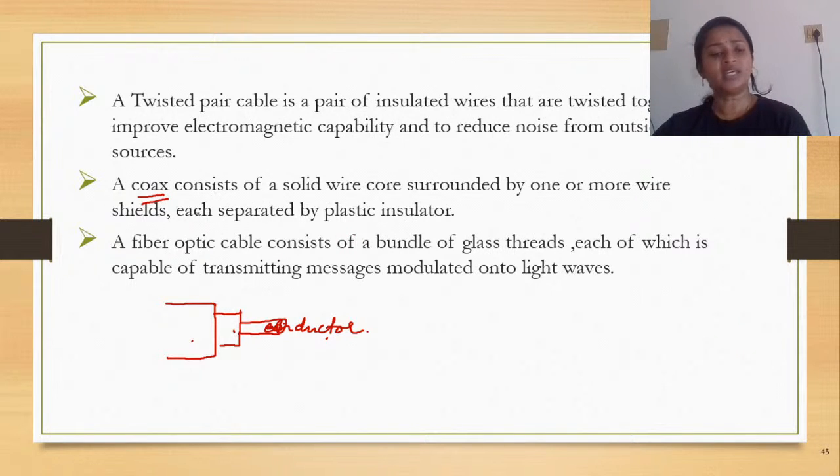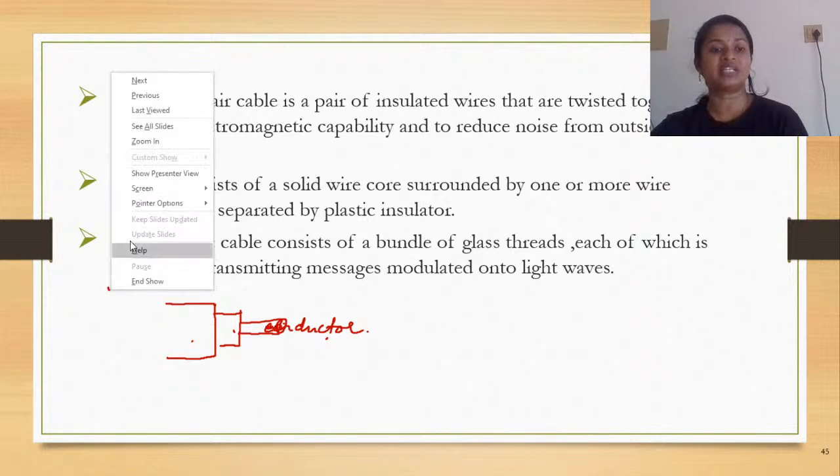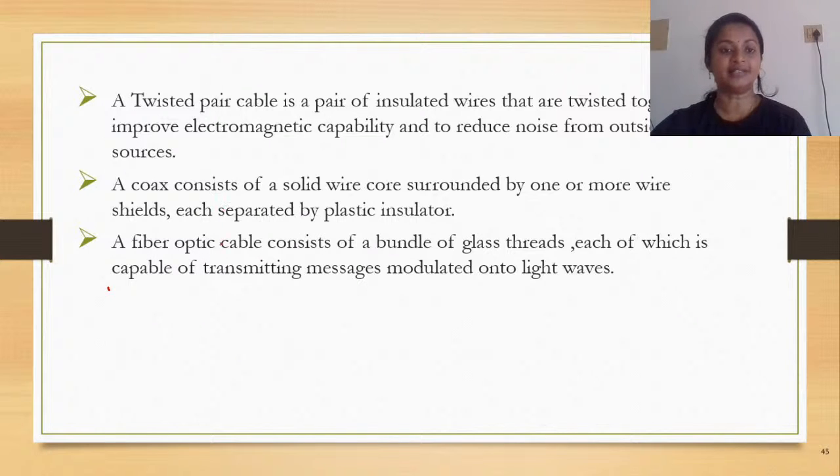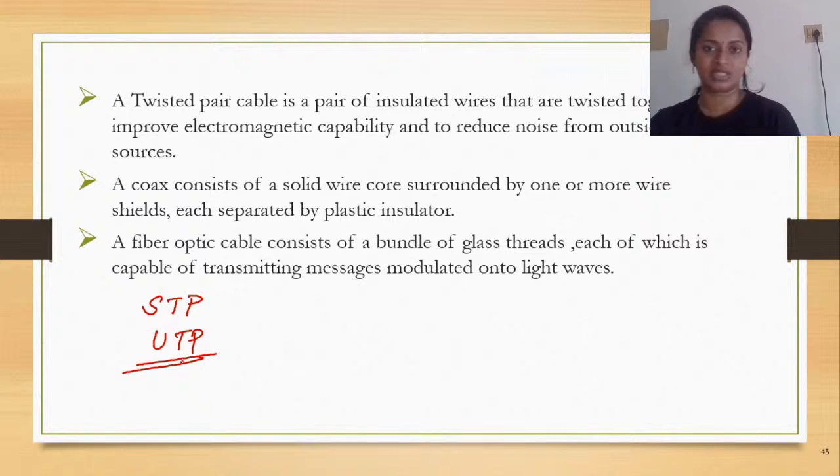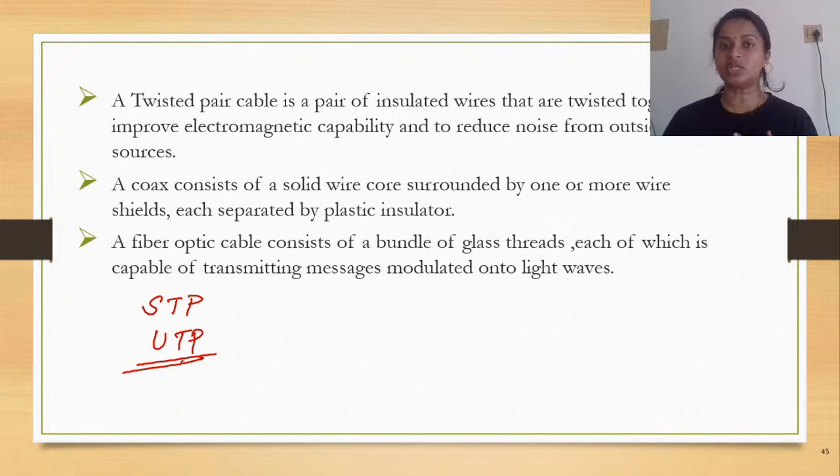When you're talking about twisted pair cables, the twisted pair can be shielded as well as unshielded. Based on that, you have categories called STP, which is the shielded twisted pair, and UTP, which is the unshielded twisted pair. The shielding is given as an extra provision for protecting your signal.